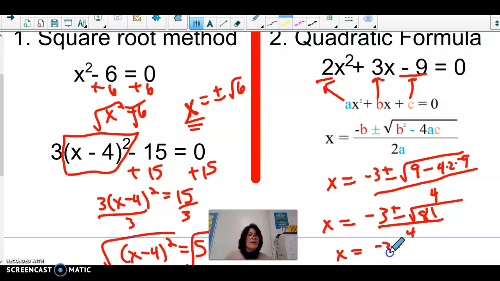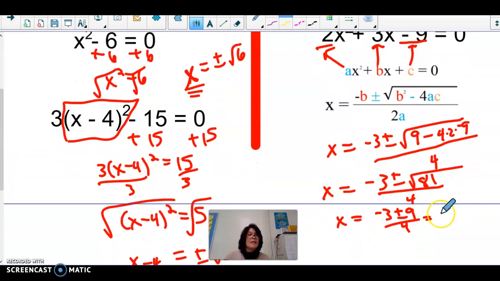What is the square root of 81? Right, 9. So I have negative 3 plus 9. Negative 3 plus 9 is 6, so I have 6 over 4, or negative 3 minus 9 is negative 12. Negative 12 over 4. 6 over 4 reduces to 3 halves. Negative 12 over 4 reduces to negative 3.